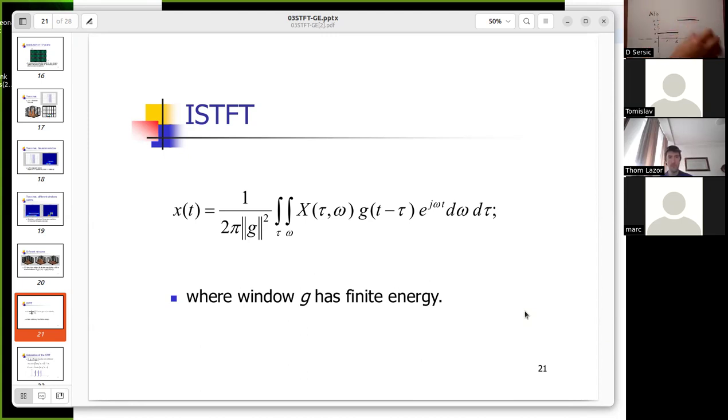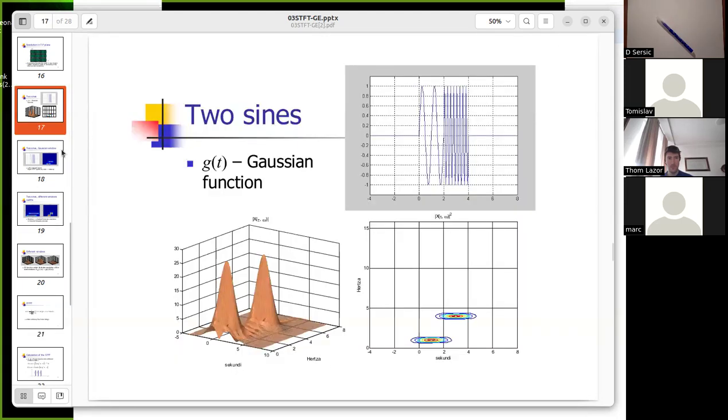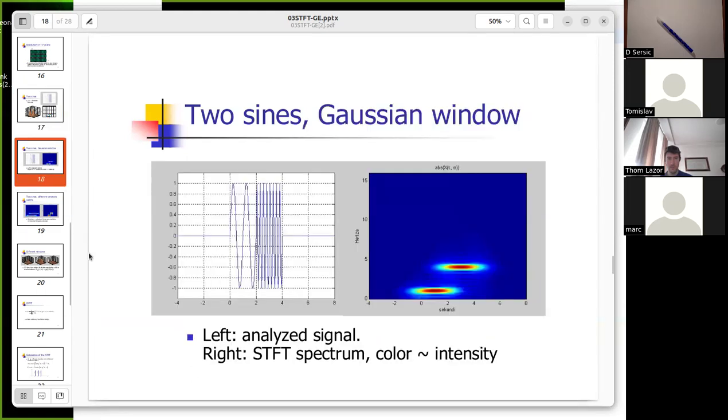Okay, our next question is how to calculate. So the question is how to calculate it. I have shown some of the results in 3D, in a contour plot or like an image, but the question is how I calculated the short time Fourier transform.